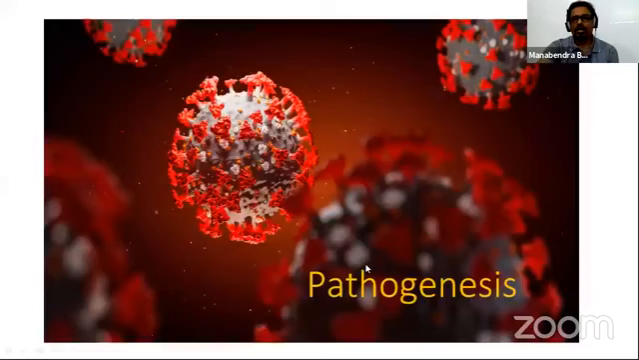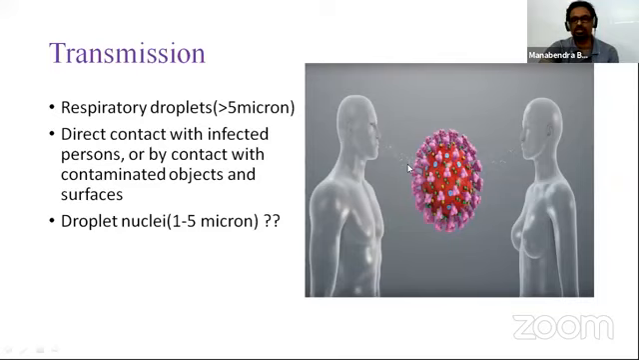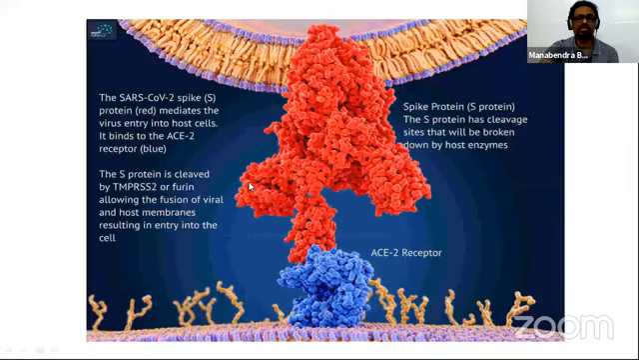Regarding pathogenesis, we know human-to-human transmission is possible by respiratory droplets, which are more than 5 microns in diameter. The virus can also be transmitted by direct contact, or indirectly through fomites. We debate whether the virus can be transmitted by droplet nuclei, the aerosols, from coughing and sneezing, and whether it can persist in the air for a longer period. There are so many questions, and scientists are still working on other routes of transmission. As it is a very new virus, everything is still being learned. And this is the 3D picture of the spike protein.